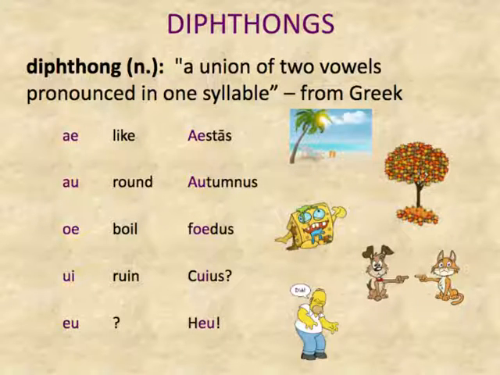And the last one, eu, says eu. Don't see this one too often in English. Can't really come up with a good word for you, but you see it in the Latin word heu, which is something Homer Simpson might say a lot if you were an ancient Roman, heu. So again, those diphthongs are I, ow, oi, ui, eu.